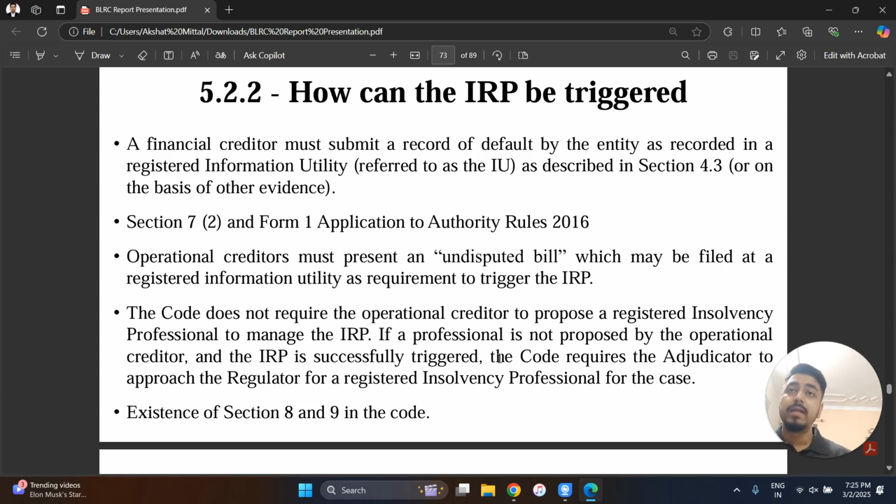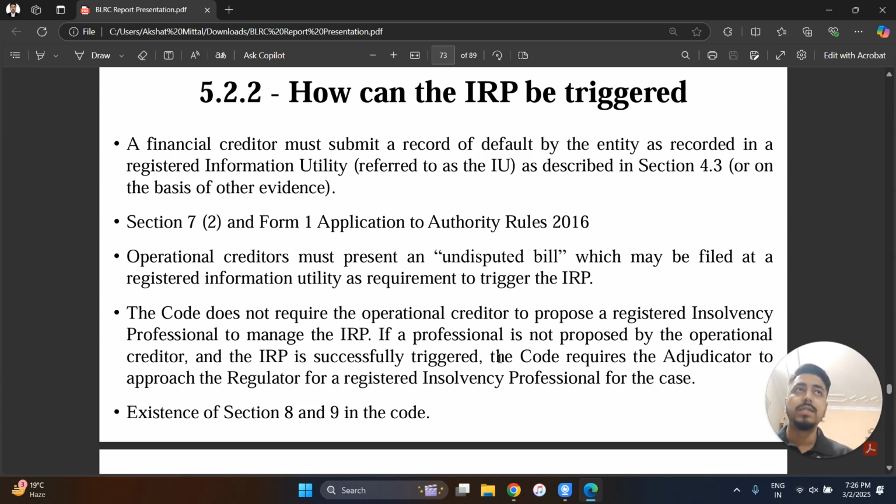Now, what are the requirements for a financial creditor, for an operational creditor, for the initiation of the insolvency resolution process? This will be better understood by you when you go through sections 7, 8, 9 of the IBC. But just to give you an idea, this committee has recommended that a financial creditor should submit the proof of debt, due, and default. For this purpose, it should be mandatory for the financial creditor to get the record from the information utility and put the same before the adjudicating authority, so that the adjudicating authority, as we have already discussed, can easily verify that record and take a faster decision.